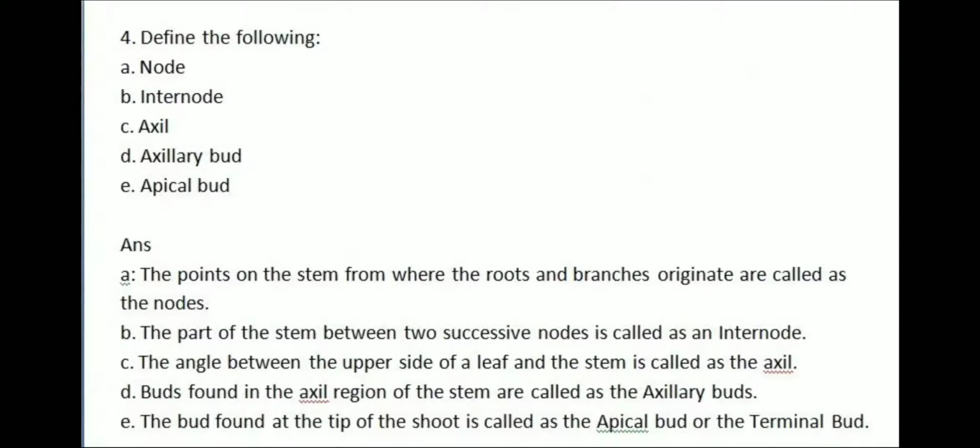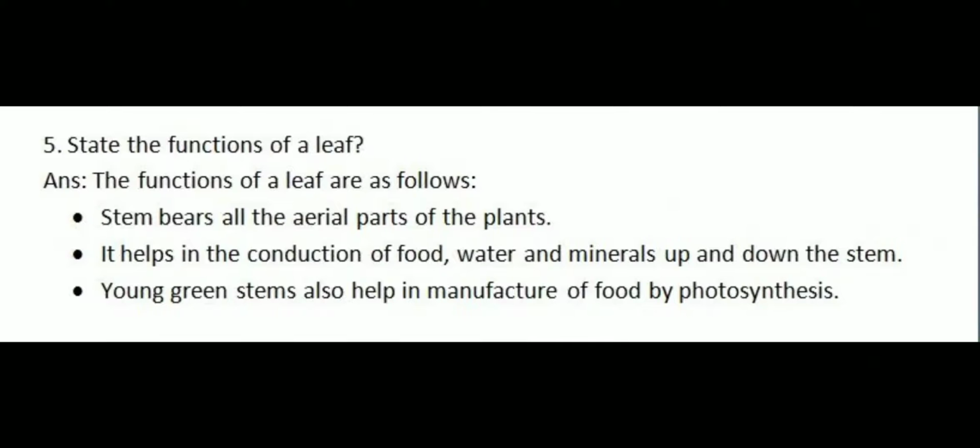Next is define the following. You have to write about node, internode, axil, axillary bud and apical bud. The definitions have been given below. Point A is node, point B is internode, point C is axil, point D is axillary bud and point E is apical bud. Okay.